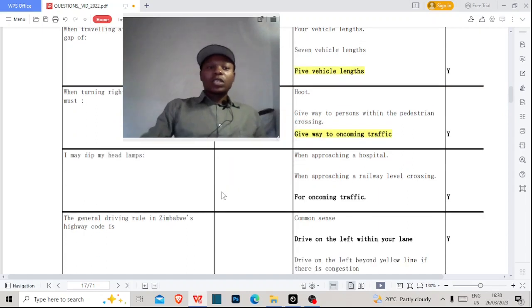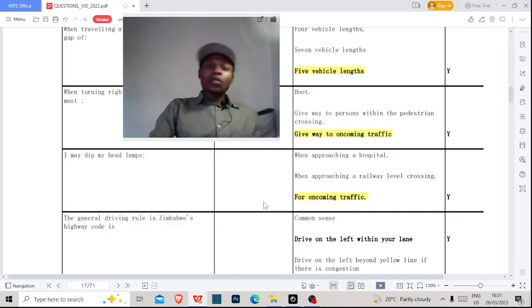Now moving on to the next question. I may dip my headlamps, option A, when approaching a hospital, when approaching a railway level crossing, for oncoming traffic. So there are situations where you are required to dip your headlamps, and I have explained them. First of all, you dip your headlamps for oncoming traffic. So this one is our correct answer here.